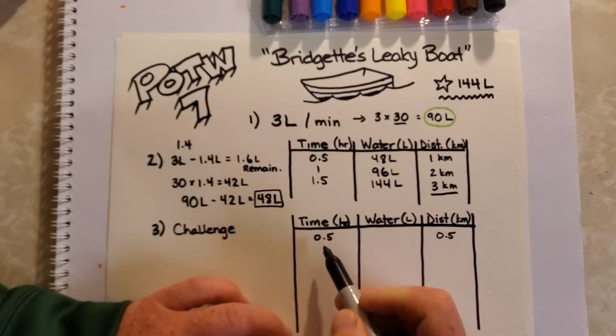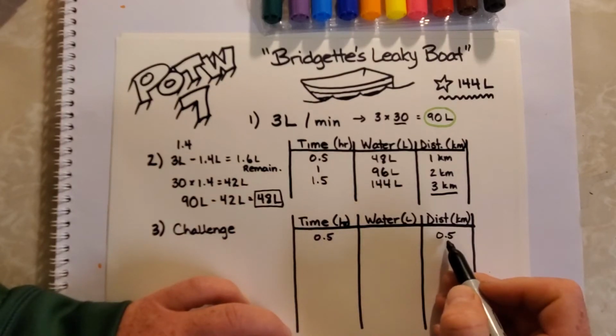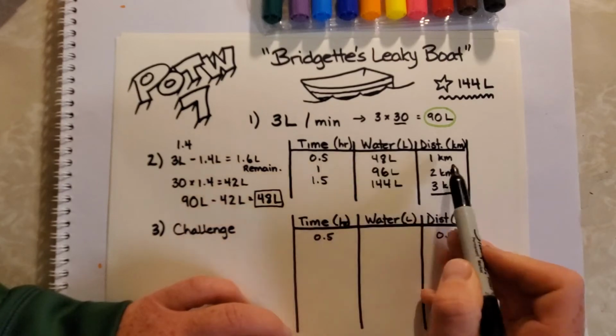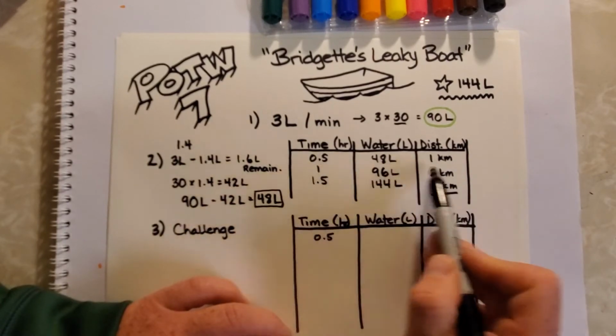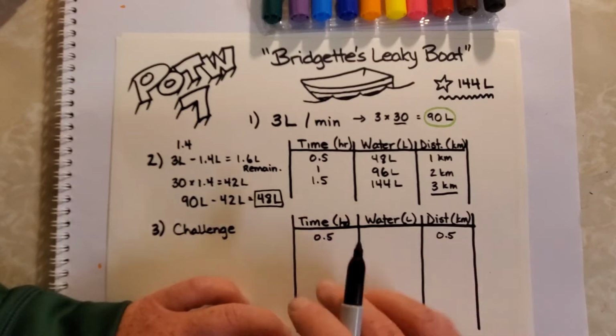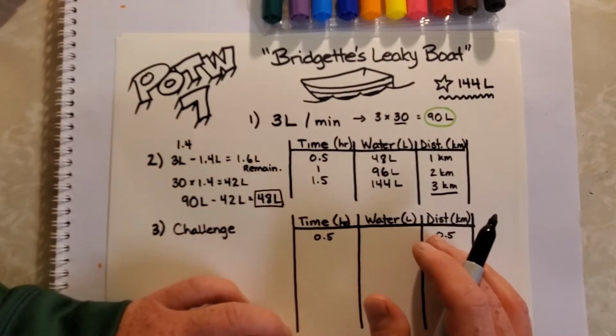So in a half an hour now, she's only traveling half a kilometer, whereas in the last scenario, in a half an hour, she was going double that. She was going 1 kilometer. Okay, so our distance is cut down, which is going to affect everything else.